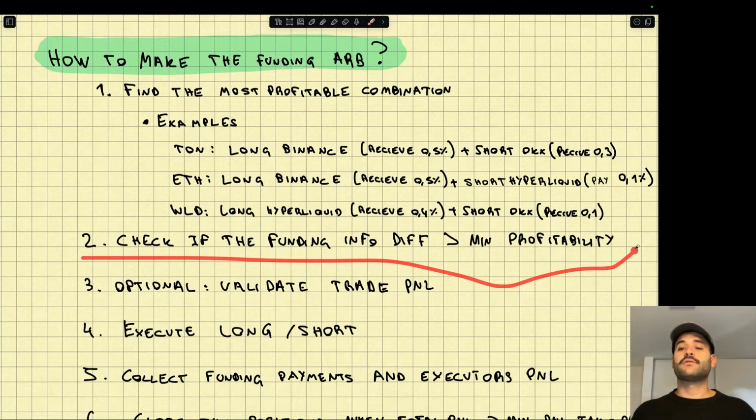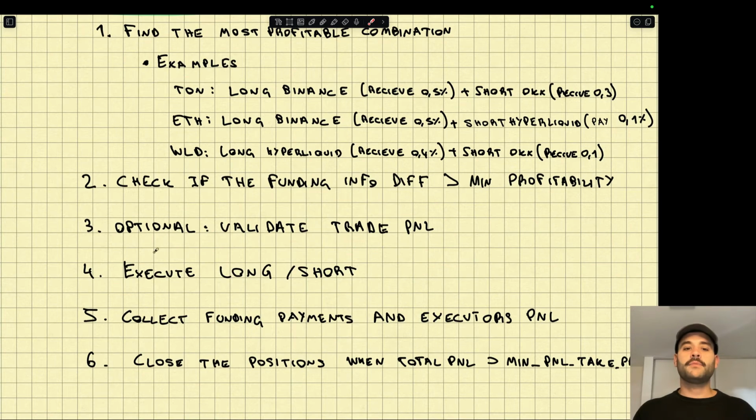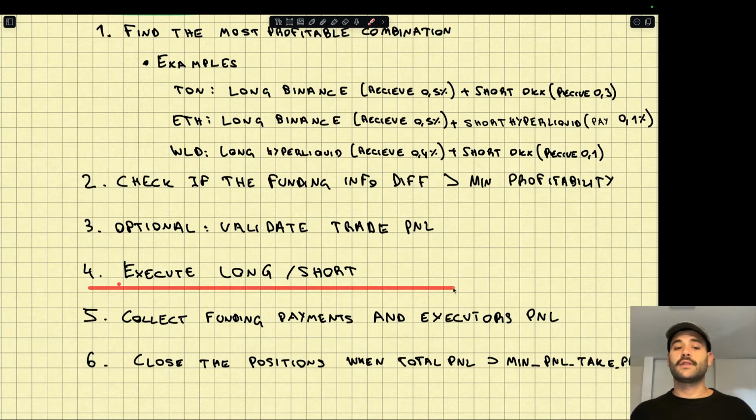Check if the difference is greater than the mean profitability. An optional thing is to validate the trade P&L in this script, because you will need to have transaction costs and a price impact by going long and short in the exchanges. So that is something that the exchange has. If it's true, you will make the trade only when the trade P&L is positive. Trade P&L measures the price discrepancy between the two exchanges and the transaction costs. If all those checks passed, then we execute the long and the short.